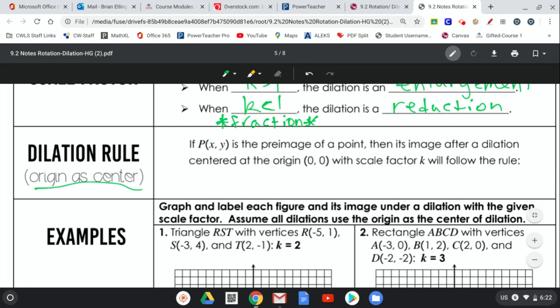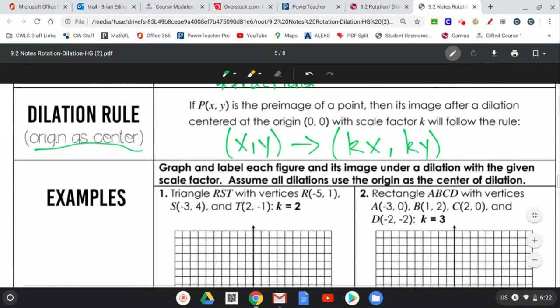Okay, so moving on to our dilation rule when the origin is the center. Only when the origin is the center. This is how we're going to start off. We go from the coordinate (x, y) to the coordinate (kx, ky), k times x, k times y. Sometimes with all these variables, it gets a little bit challenging.